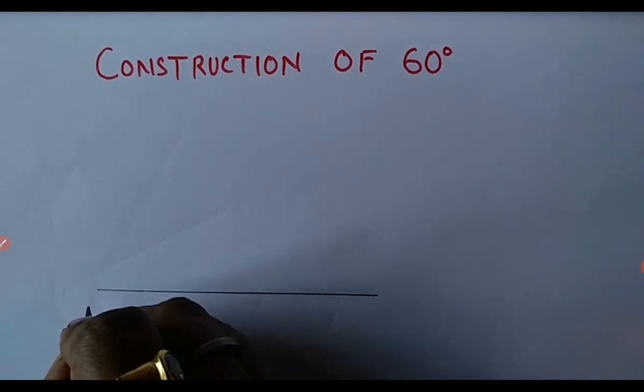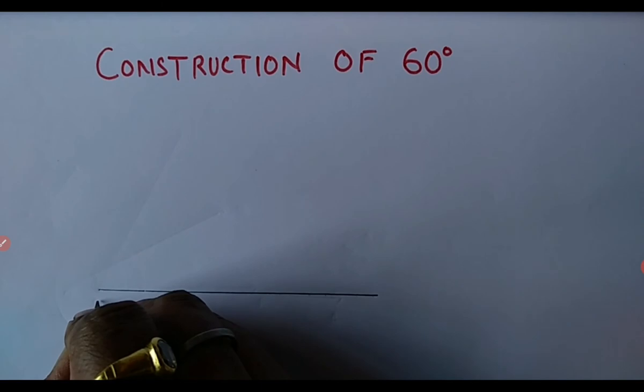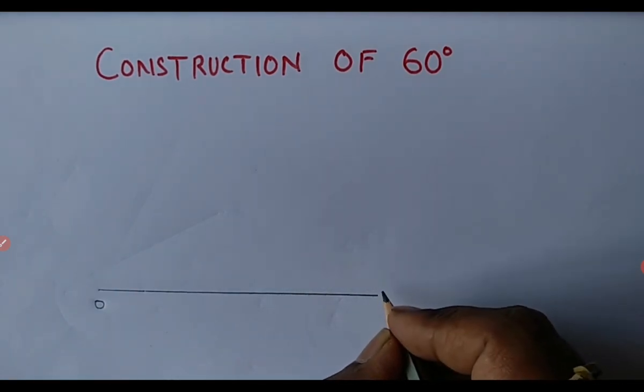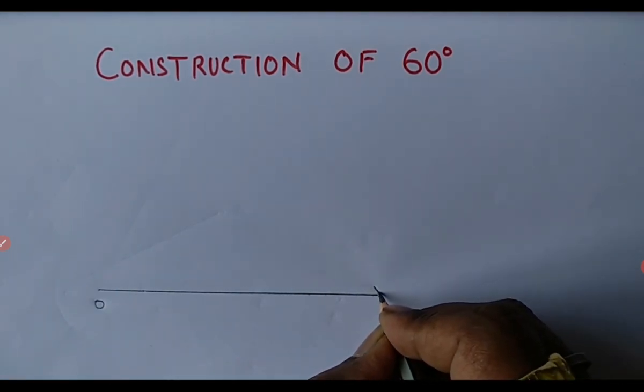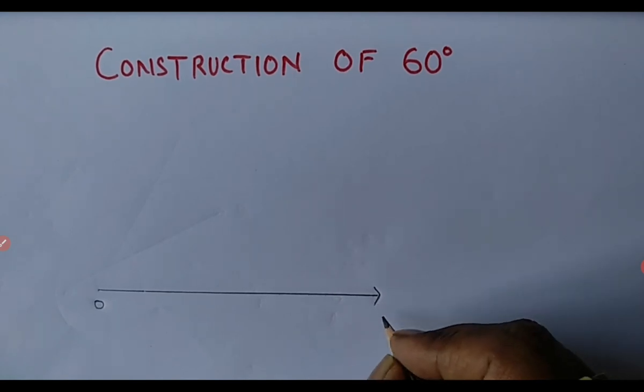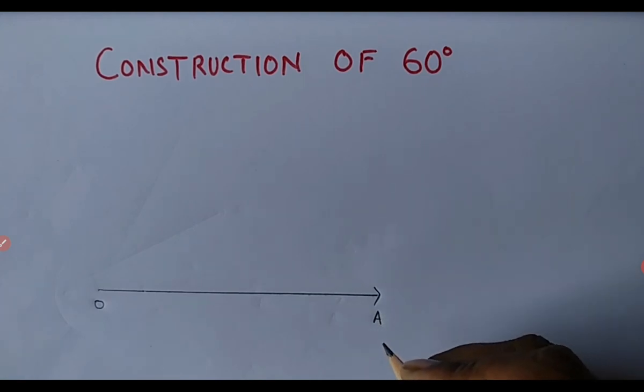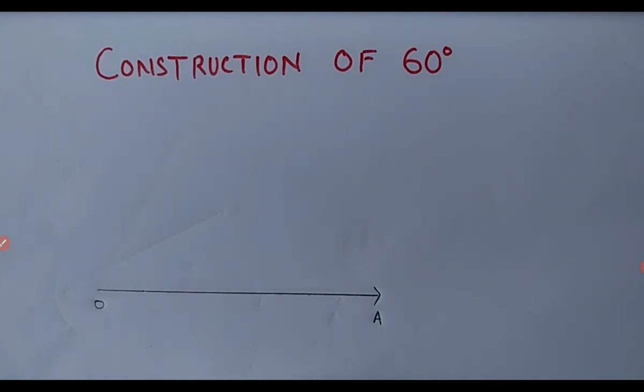Now I am writing a starting point, that is O, and then I shall put one arrow on the other side so that this will represent a ray. Now our ray is complete, and the name of the ray will be OA. I am supposed to construct 60 degrees on this particular ray only, so that O becomes my vertex.